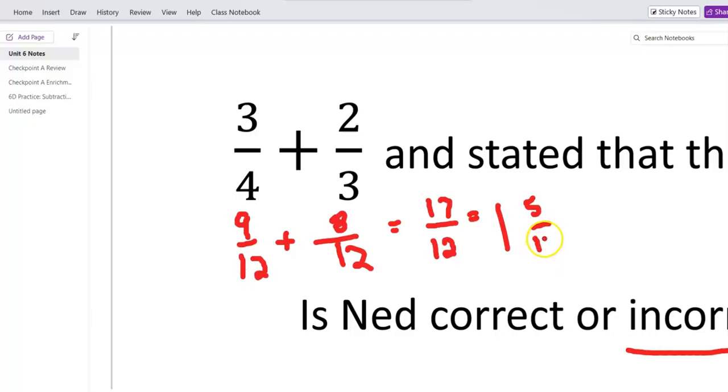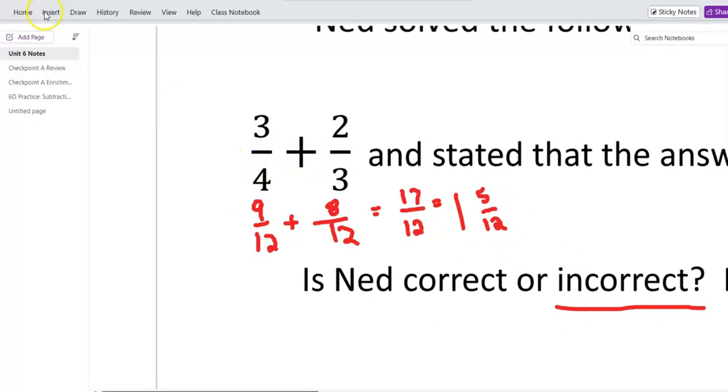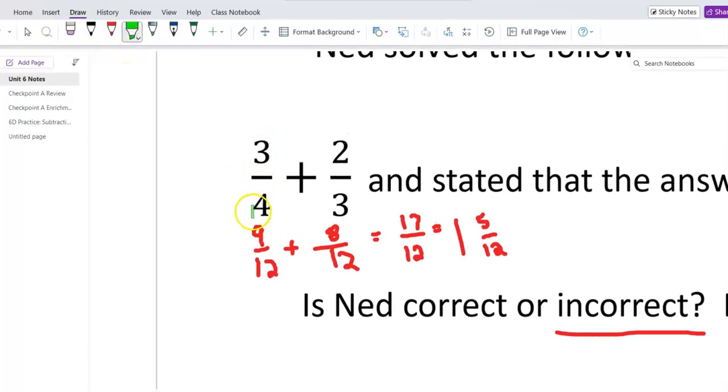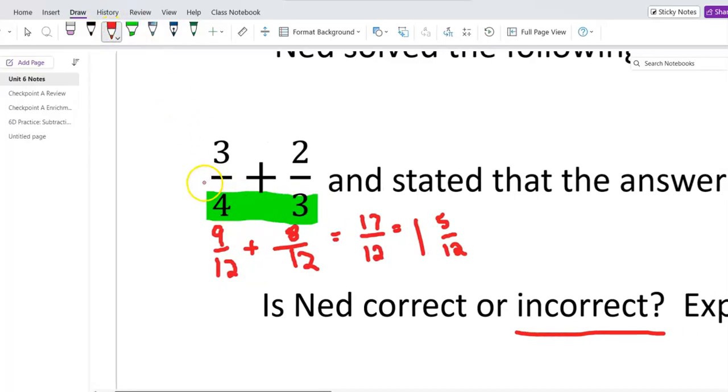But again, the real portion of this problem isn't the solving for it. It was the understanding that we do not add together the bases. We do not add together unlike denominators. And we need like denominators before we can do any addition or subtraction.